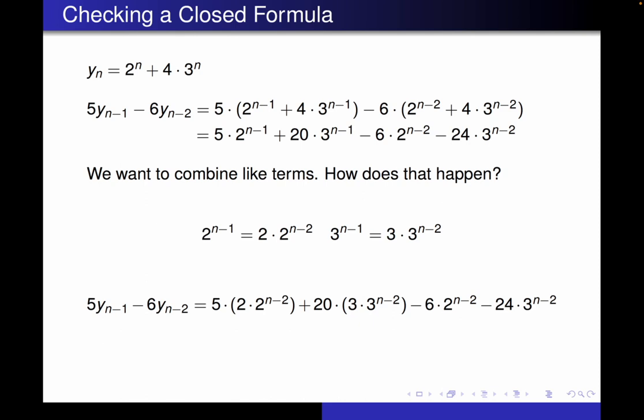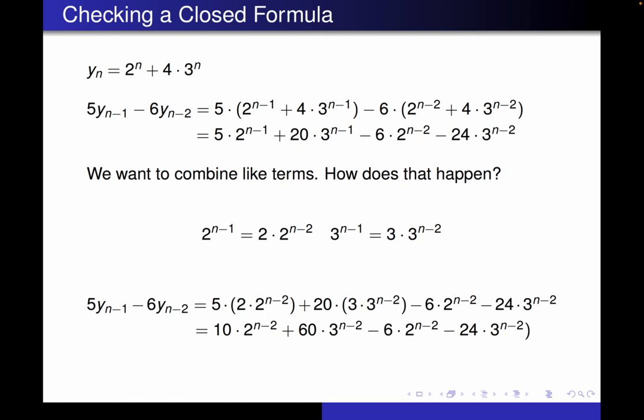All right, so that first one I get 5 times 2 times 2 to the n minus 2. That 5 times 2 is going to give me 10, right? And then I've got 20 times 3 times 3 to the n minus 2. 20 times 3 is equal to 60. And then those last terms are exactly the same. And now I've got like terms, right?